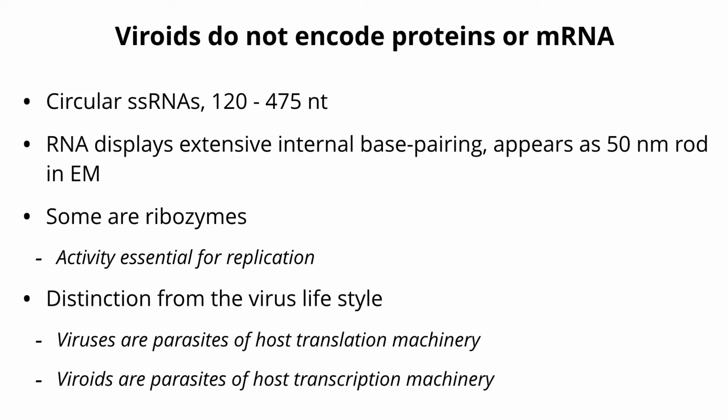Viroids don't encode any proteins, so of course they don't make mRNA. There's no purpose in encoding an mRNA. Their reproductive cycle consists entirely of the viroid RNA and its replication. As I said, these RNAs have extensive internal base pairing. They look like rods. If you do an EM of these RNAs, even though they're circular, they're all base paired, so they look like rods. Some of them contain what we call a ribozyme.